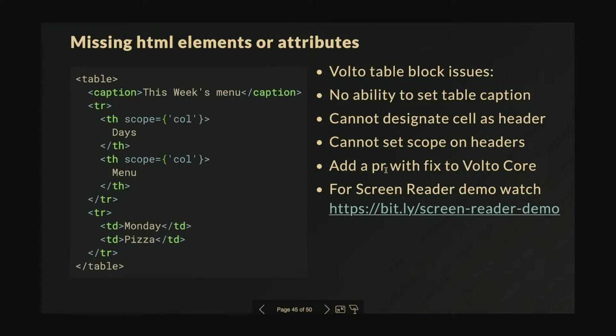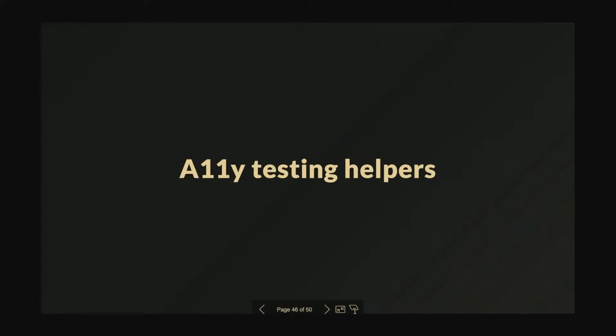And since this is such a simple component, I would love for the community to add a pull request to fix these issues for the Volto table in Volto core. If you would like to see how a blind person interacts with tables, check out this link and you'll see exactly why we need these elements.